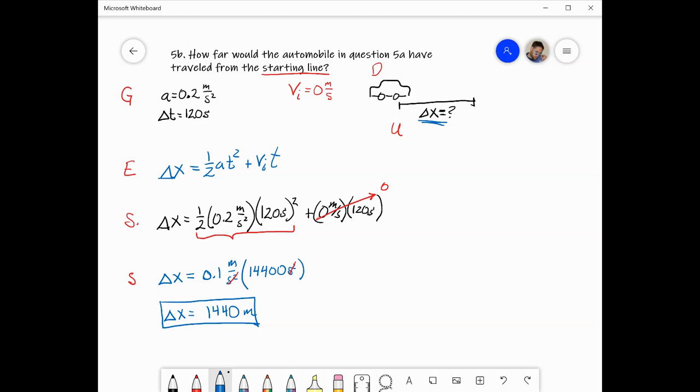And that, my friends, is how far the car would have traveled, my delta x, after that amount of time.